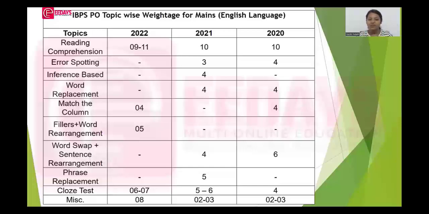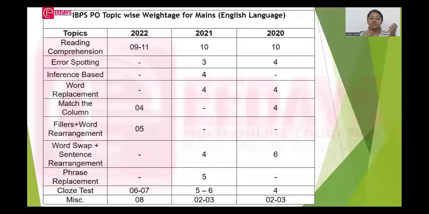And coming to error spotting, in 2022 they haven't asked any questions. That doesn't mean you will not get any questions in 2023. Don't be very lethargic thinking that they didn't ask in 2022. See, they have asked literally three questions in 2021 and four questions in 2020. So there is a high probability of questions being asked in 2023.